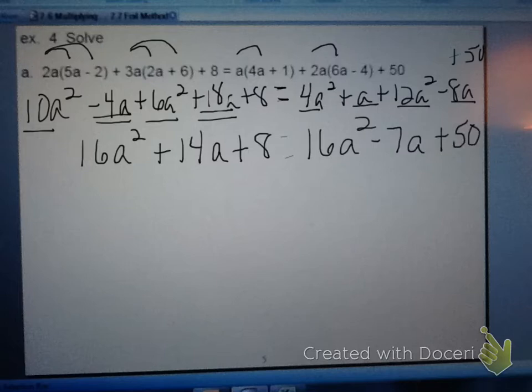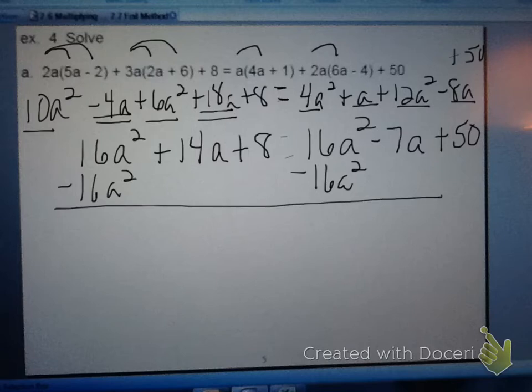Now, we need to get our a squares together, so I'm going to subtract the 16a squared. And when we do that, the a squares go away, which in this case they should always go away. If your variable to the second power does not go away, you have done something wrong. So we're going to bring down the 14a plus 8 is equal to negative 7a plus 50.